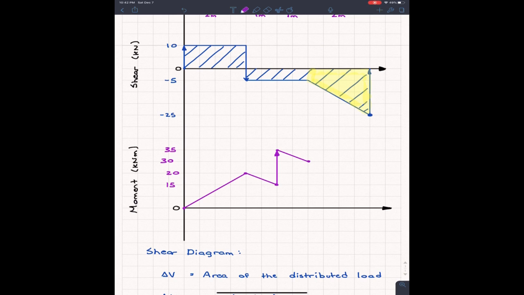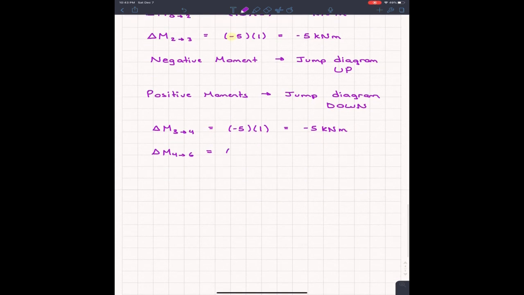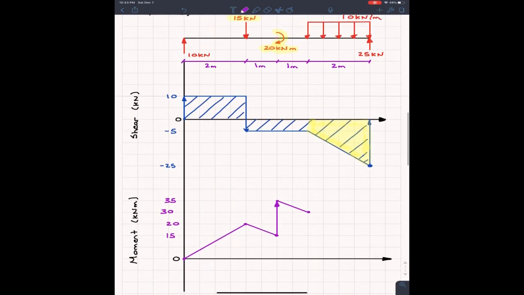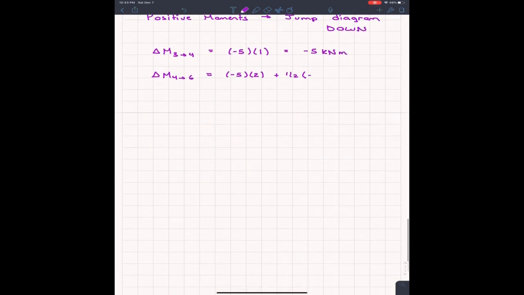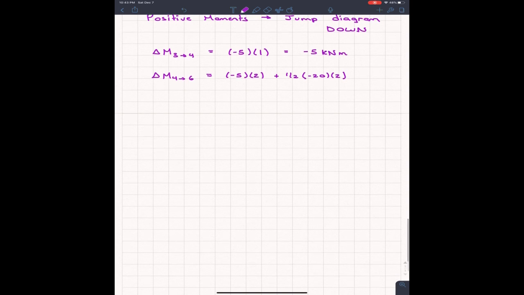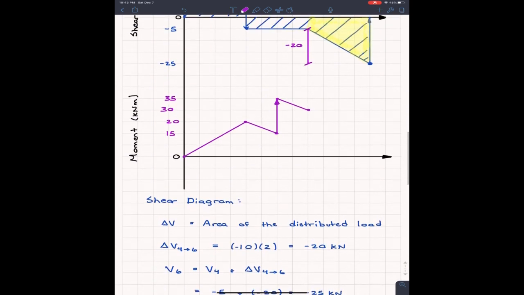So what I'm going to do is go 5 times 2, so that's getting the rectangle out. So this is equal to -5 times 2. And then we're going to do the triangle, so plus 1/2. The height of this triangle is this distance here, which starts at -5 and goes down to -25. So we know this is going to be -20. So I'm going to have -20 multiplied by 2. And when you type all this, it's not really a surprise that our change in moment between these 2 points is going to be equal to -30.